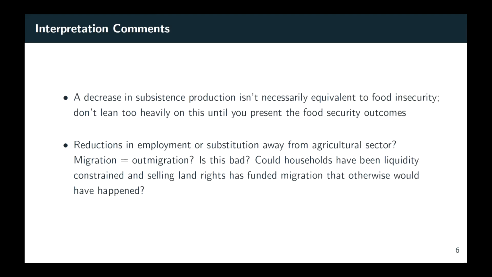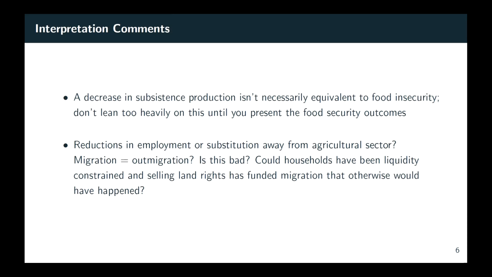And just a couple final interpretation comments. The order of how you talk about the results in the paper was a little bit off. I thought the way that you talked about it here was much clearer, but a decrease in subsistence production is not necessarily food insecurity, right? There could be substitution away from subsistence production. Certainly when you presented your food security outcomes, there was very clear evidence that that was actually happening, but in the way it was written, that didn't come until a bit too late. And likewise with the employment substitution too.